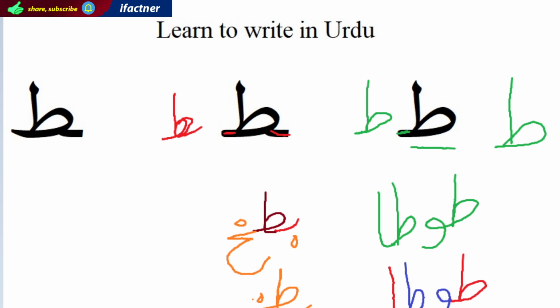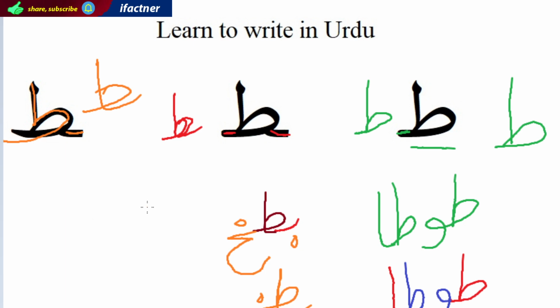And now let's see how we write toy when it appears at the end of the word. So you just add the last connector to connect it to the second last letter and write toy like this. Add a connector and then write toay.